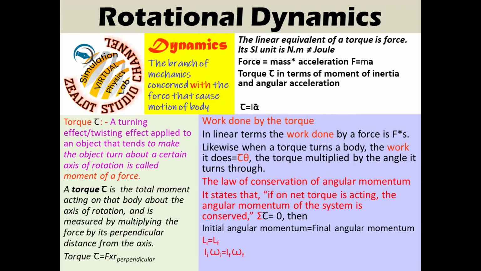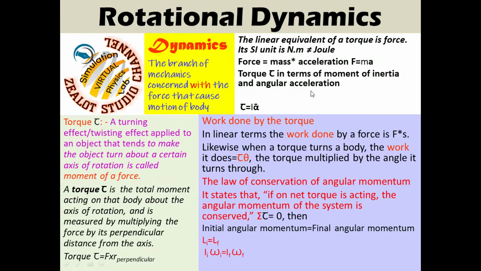So a torque tau, this letter is the Greek letter tau. The torque tau is the total moment acting on that body about the axis of rotation, and it is measured by multiplying the force by its perpendicular distance from the axis. So torque is equal to F cross R. This cross means the vector product. Here the two vectors, force and radius, that is displacement, are vectors, and the radius is the perpendicular radius. Therefore it gives torque. Torque is also a vector.